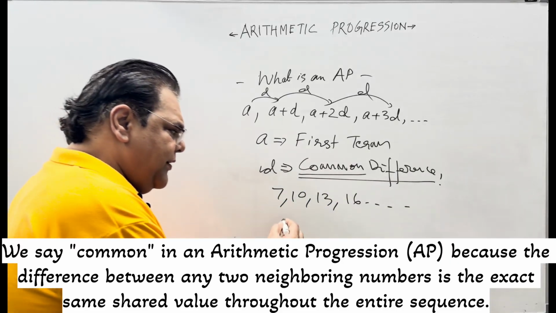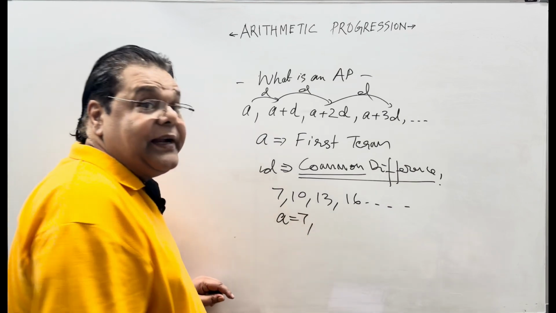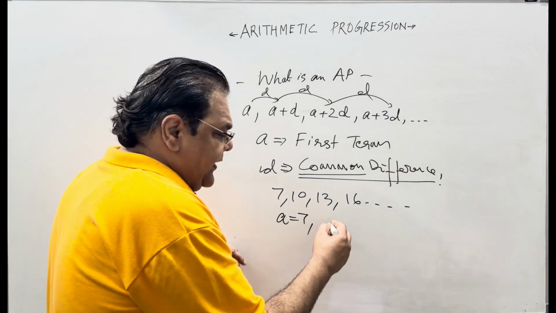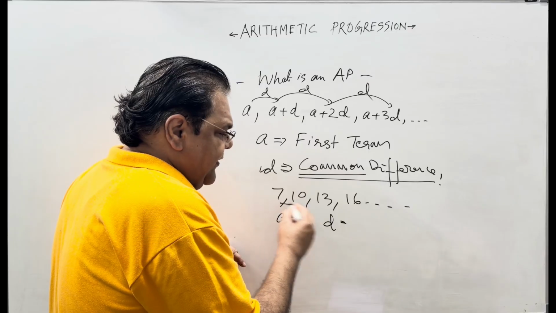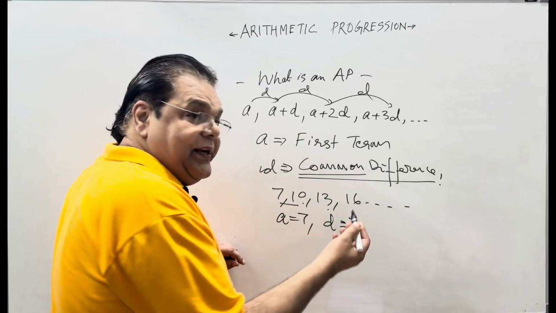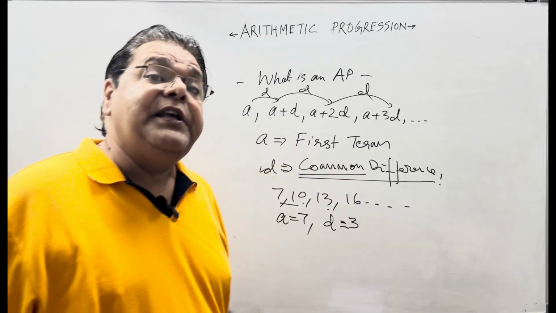So what do you see here? a is equal to 7. That is the first term. And what is the common difference? 10 minus 7 is 3. 13 minus 10 is 3. 16 minus 13 is 3.